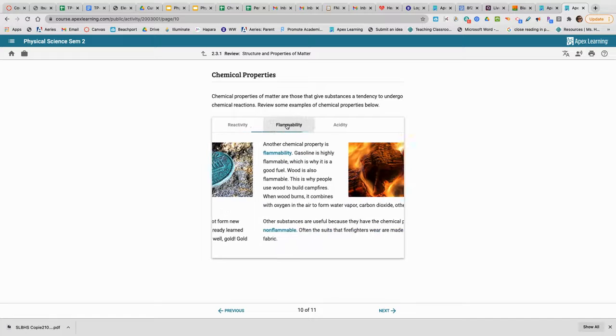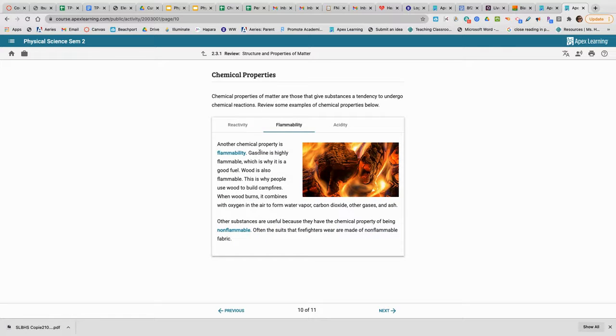The second chemical property is flammability. How easily does it catch on fire? Gasoline, for example, is highly flammable. Wood is also flammable. But things like water are non-flammable. Materials that firefighters use to put out fires, they're obviously using non-flammable substances. A fire blanket is a non-flammable fabric, okay?